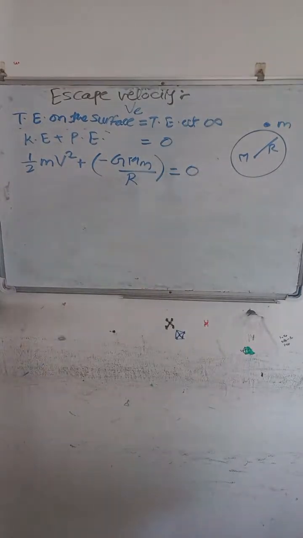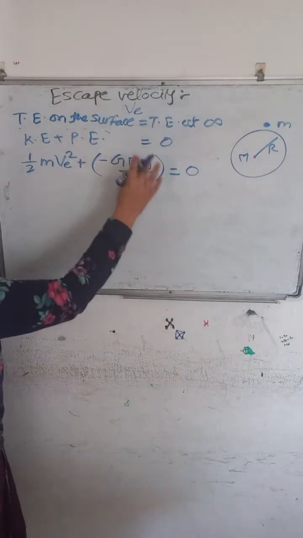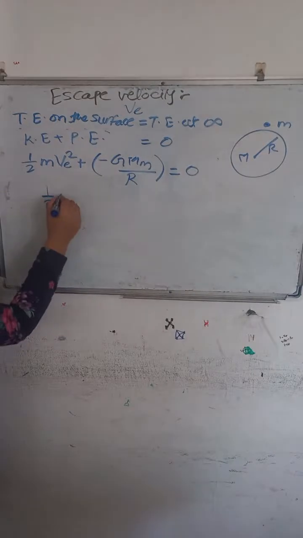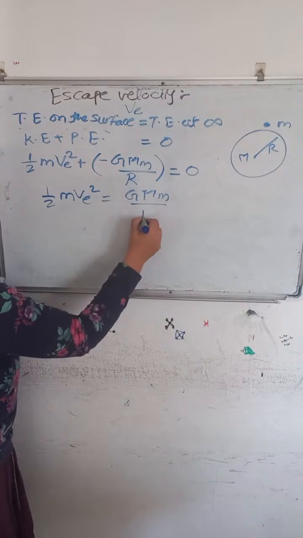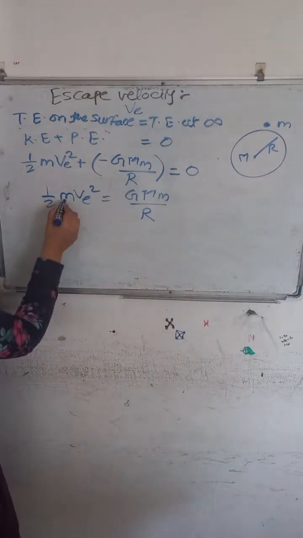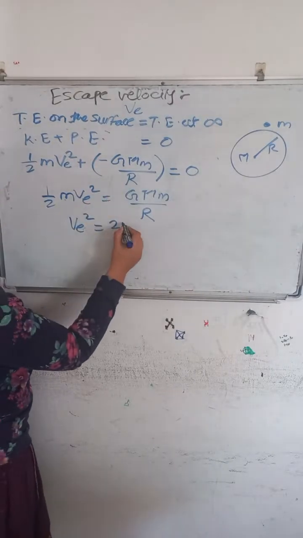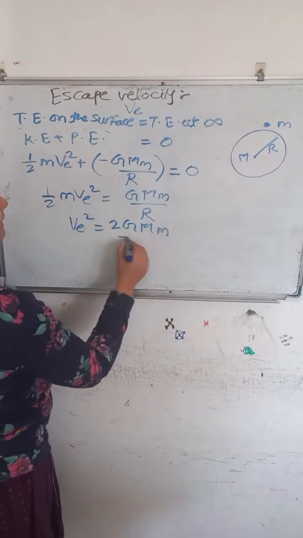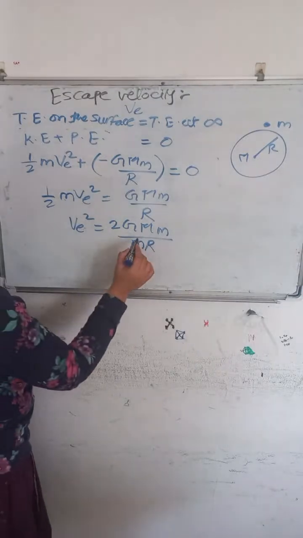Here this velocity we can consider as escape velocity. Now transpose this potential energy to that side. So half m ve square is nothing but GMm upon R, so minus becomes plus. We are interested in escape velocity, so I transpose the terms like m and 2. So ve square equals 2 GMm divided by m into R, and m and m get cancelled here.